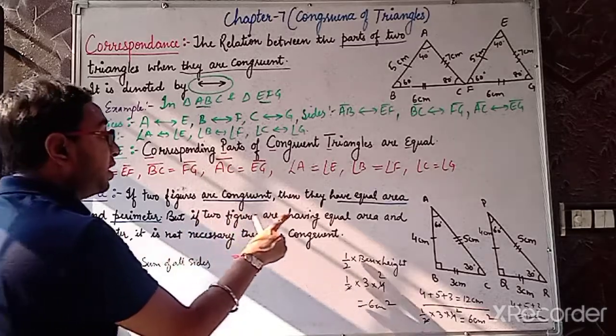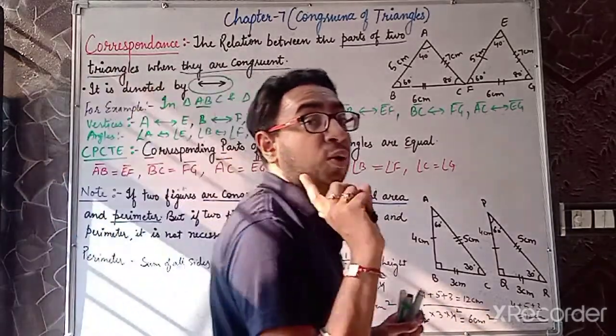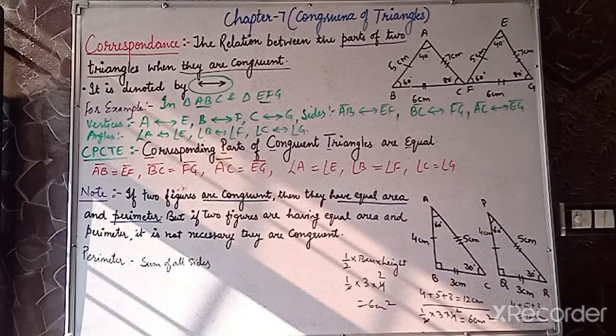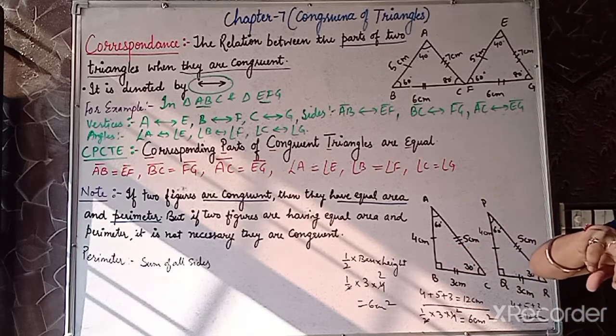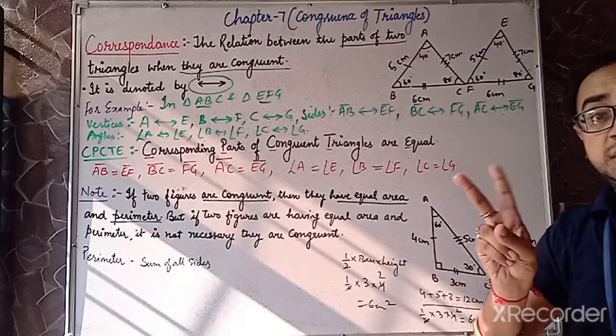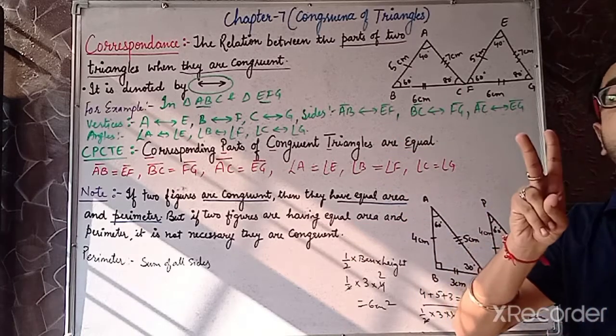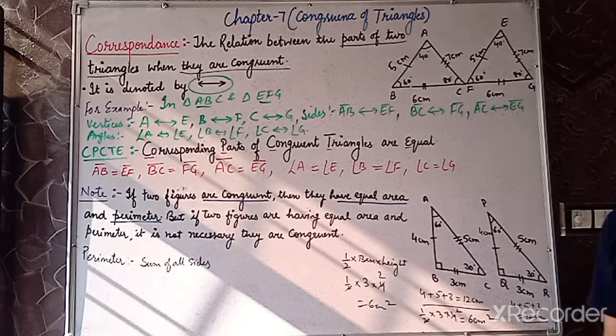But if two figures are having equal area and perimeter, it is not necessary they are congruent. Vice versa is not true. What do you mean by vice versa? Vice versa means if A is equal to B, then B must be equal to A. If A goes with B, B has to go with A. That is what vice versa means. But here vice versa is not applicable.